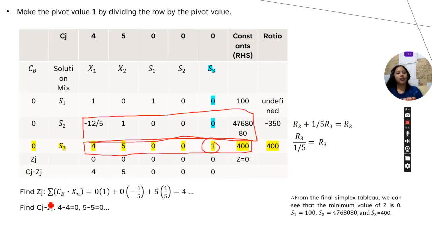So the next step is to find the Zj, the summation of CB times XN. So CB, 0 times 0 plus 0 times 1 plus 0 times 5 is 0. Since the CB are 0, the Zj must be 0 already, because 0 multiplied by any number is 0.